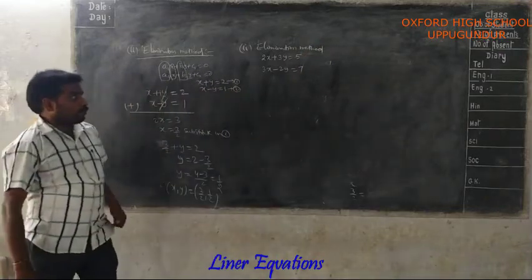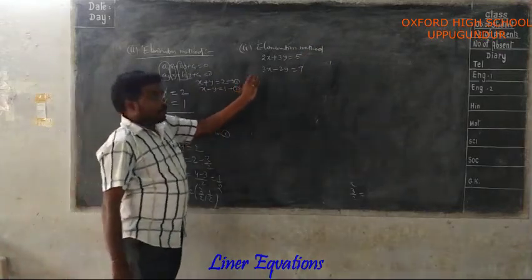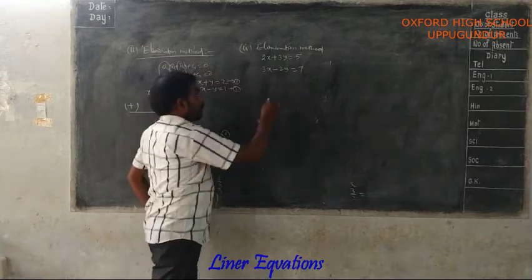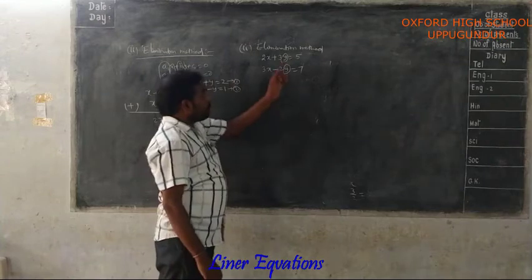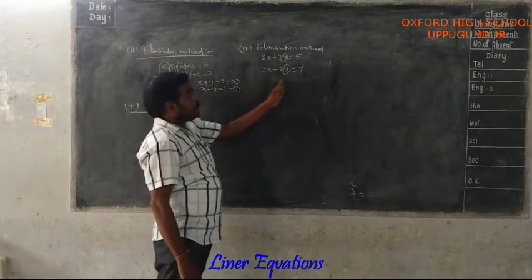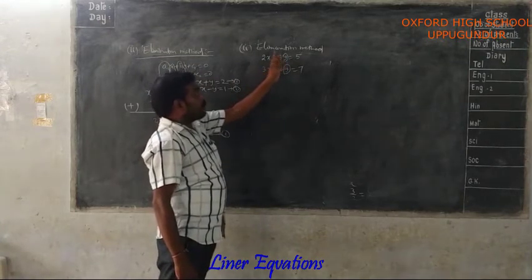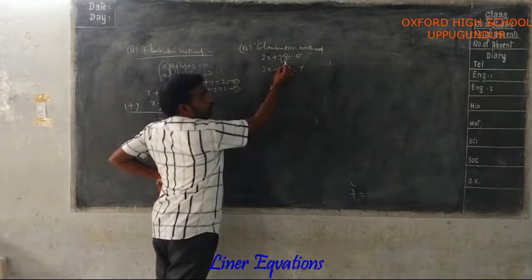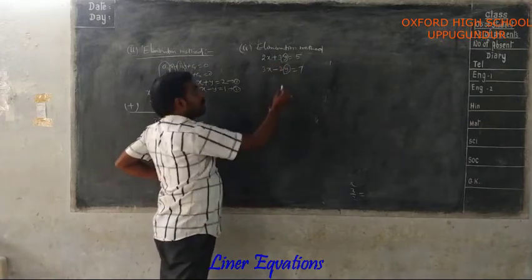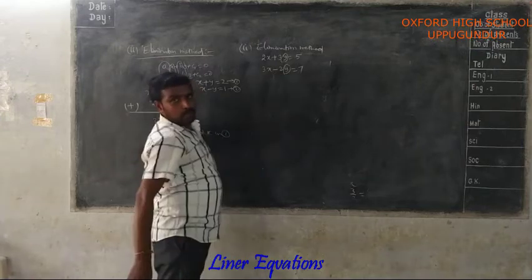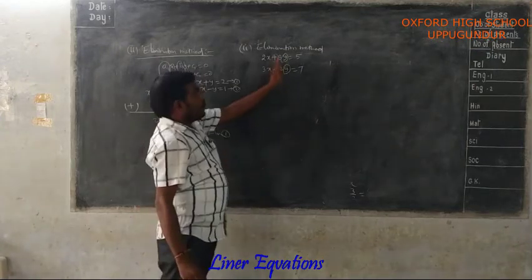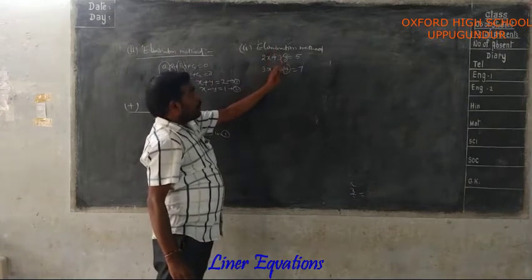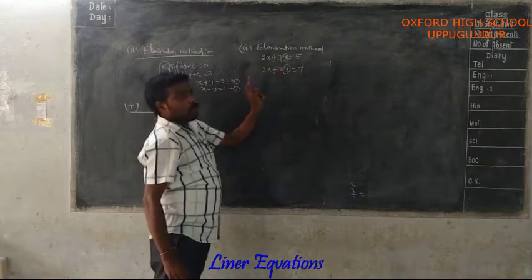So which variable you have to remove, that we have to decide first. Here I want to remove the y variable. So whenever I want to remove the y variable, first I have to check whether the variable coefficients are the same or not. Here the y variable coefficient is 3, here the y variable coefficient is 2, regardless of these signs.